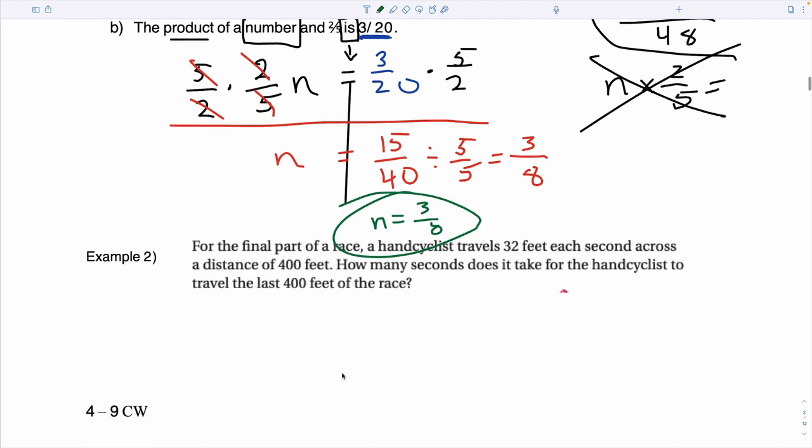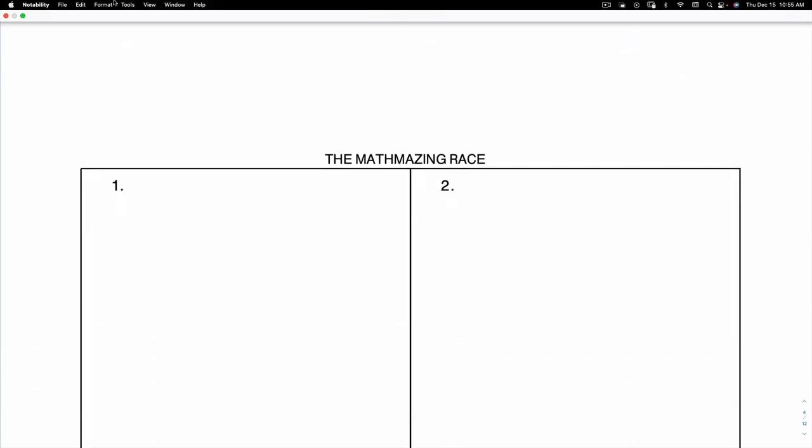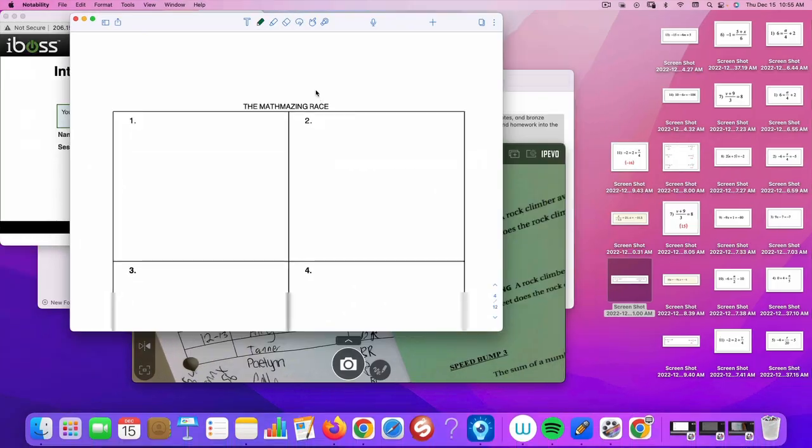I'm going to pause on example 2. We'll introduce it later. I want you to skip example 3, skip you try, and go to this grid.